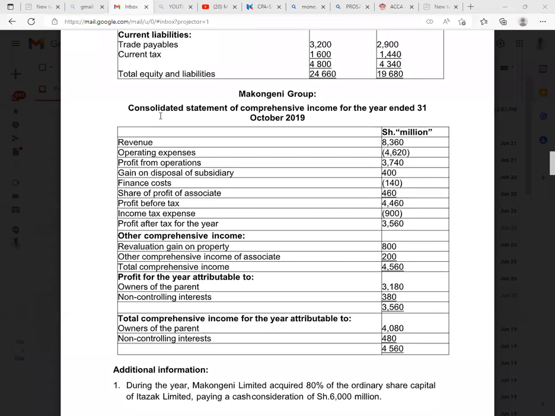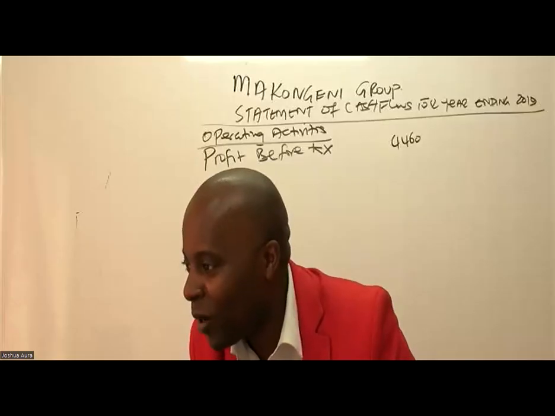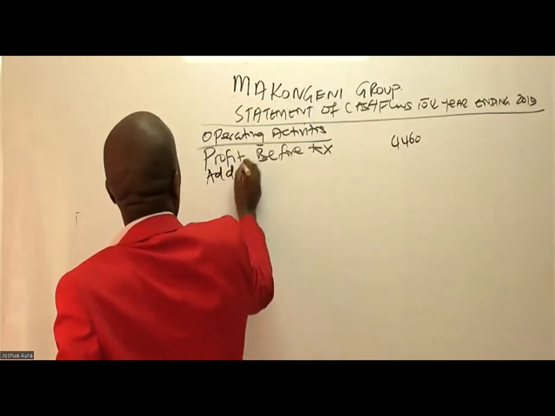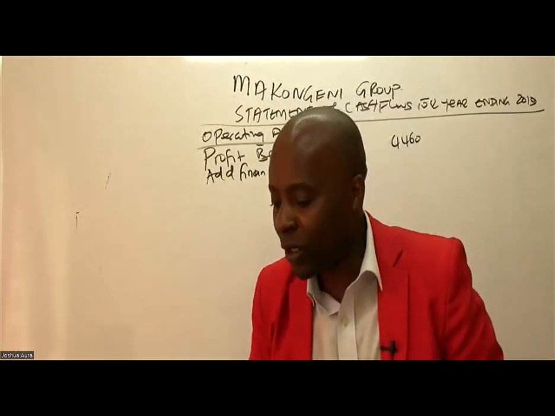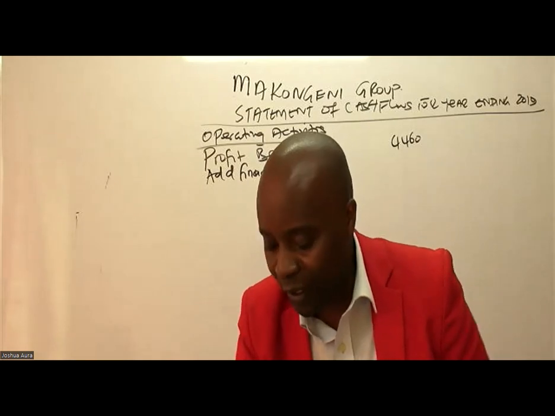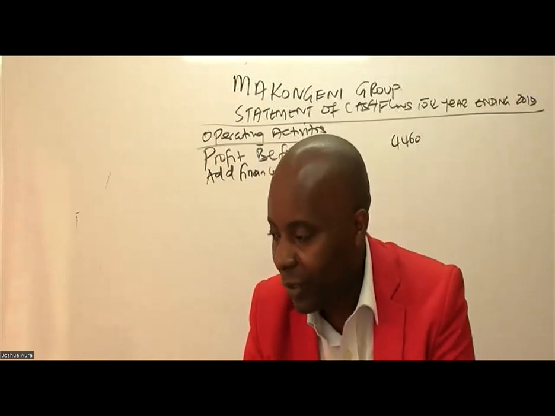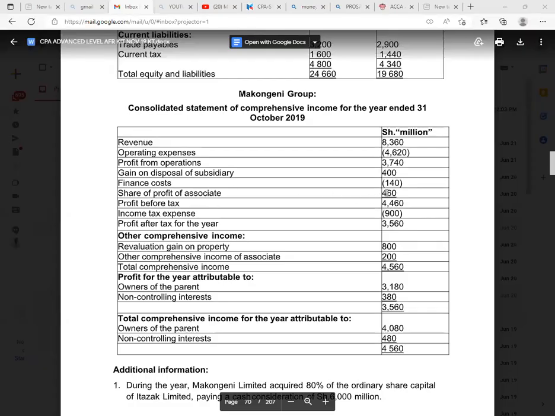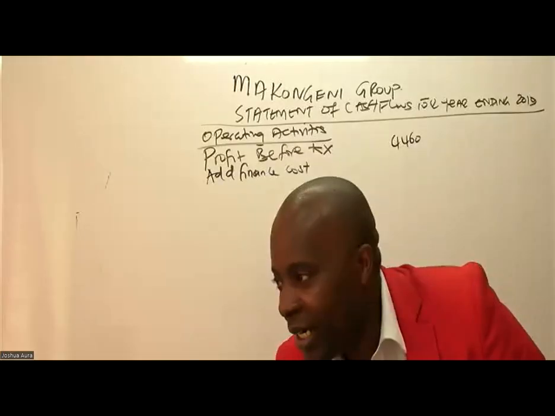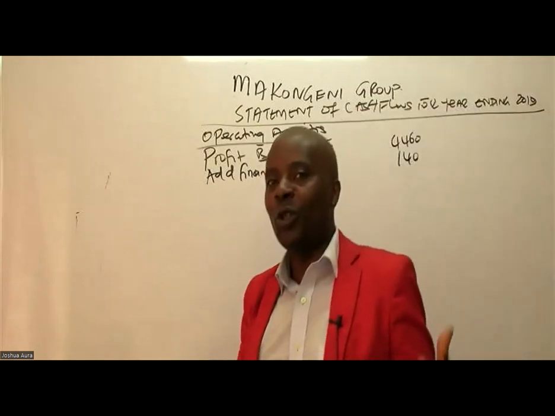So 4460. The first thing that I'll add back is the finance cost. I have only 20 minutes, but I'll be able to finish this very well. So add the finance cost. Are you able to see the finance cost, the interest basically, in this question? Finance cost 140. We are adding it back. So add finance cost of 140. Thank you so much. So from there, what next should we think about?